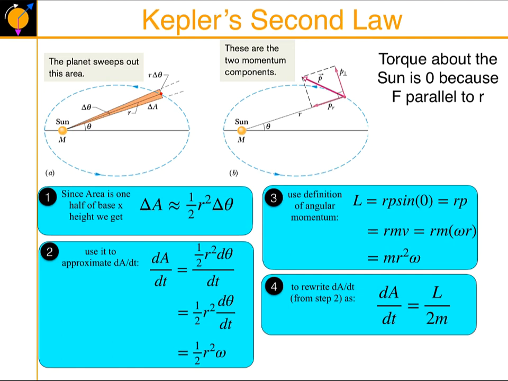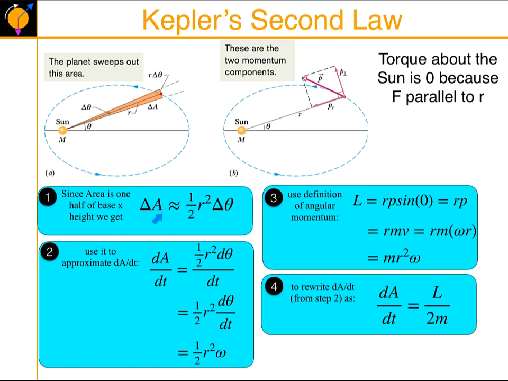Now, Kepler's second law said that the change in the area over time is a constant. And just a quick derivation of it, since the area is 1/2 base times height, here's the area here, and if it moves a small d theta angle as it moves around the sun, then we can approximate the little area swept out over a small amount delta theta as 1/2 base times height. So 1/2 base, which is r delta theta, times height, which is r, because it's like the arc length, more or less. It's an approximation: 1/2 r squared delta theta.